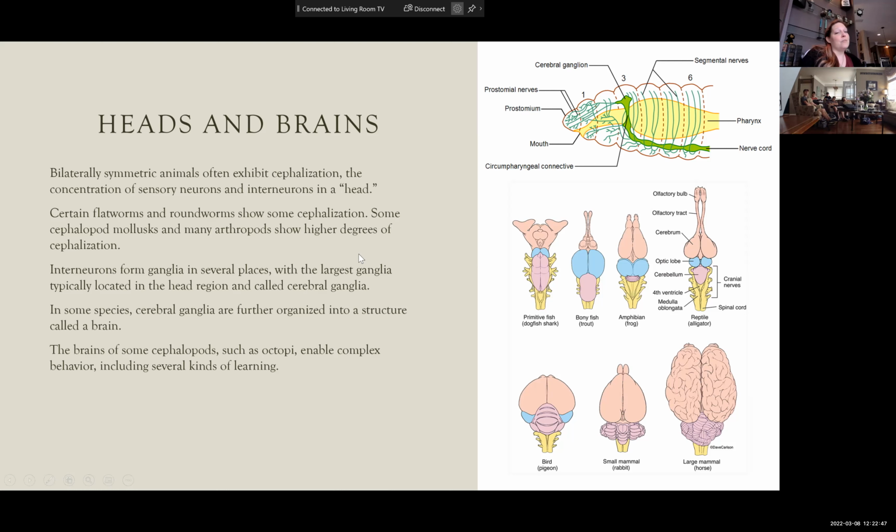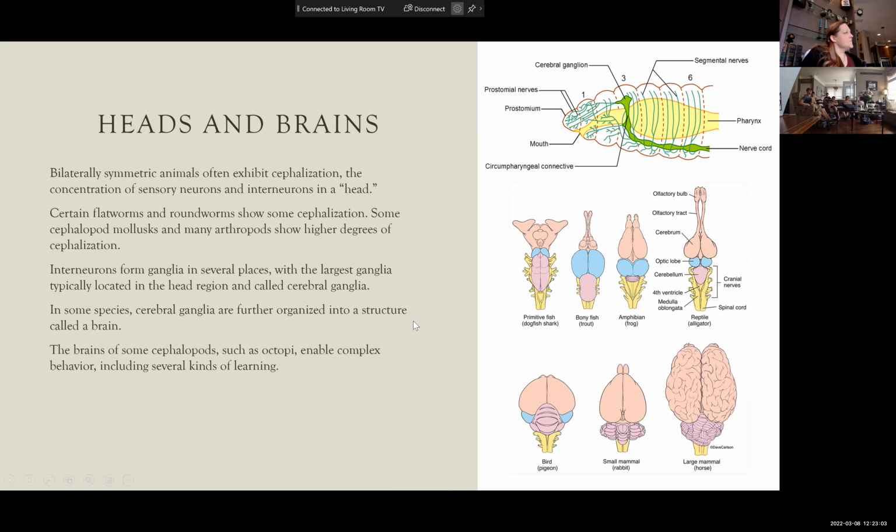So certain flatworms and roundworms show cephalization. Did our planarians show any cephalization? Think about it. Think about what they look like. I believe so. They did. Remember their eye spots? They weren't in some weird place, were they? They were all at their anterior end, right?